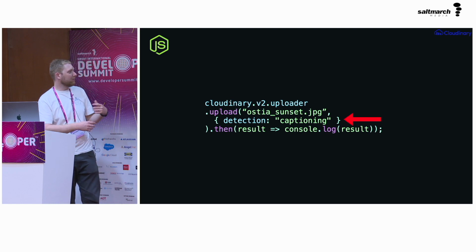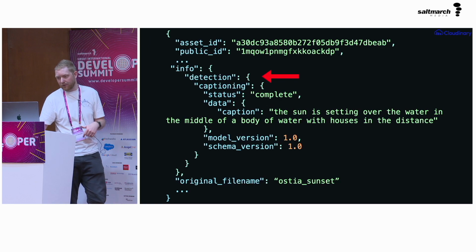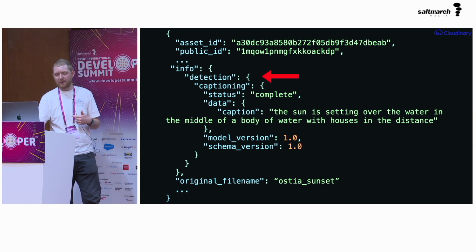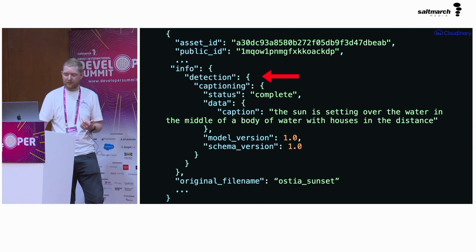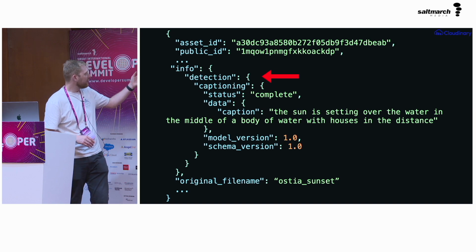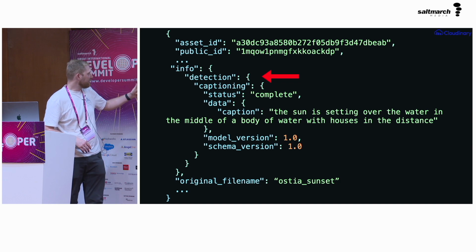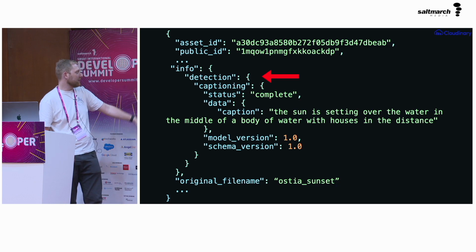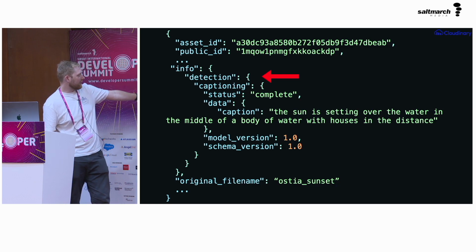But once we've done that, we can have a look at the response. Once the image is uploaded, we'll get a response that details things like the file name and the public ID that's been assigned, some IDs there, and then the key component here is this info object, which has a detection object and then captioning within that. And as you can see there, the caption is written there.